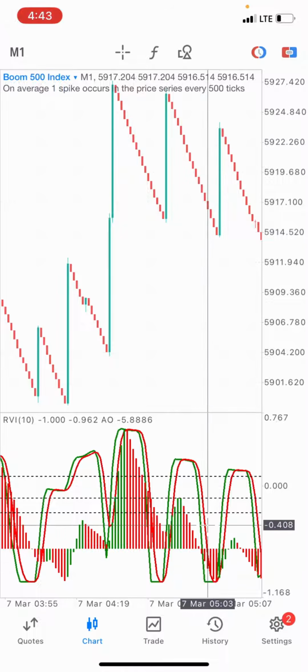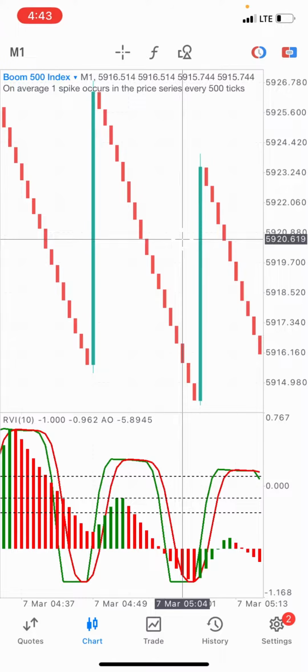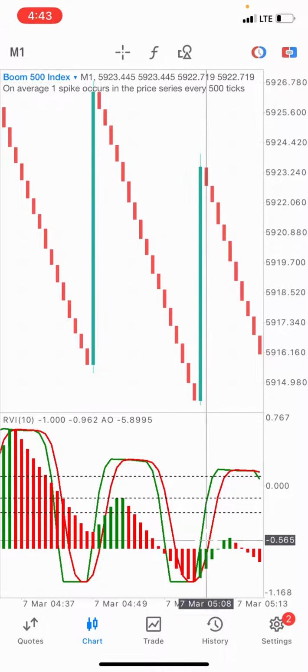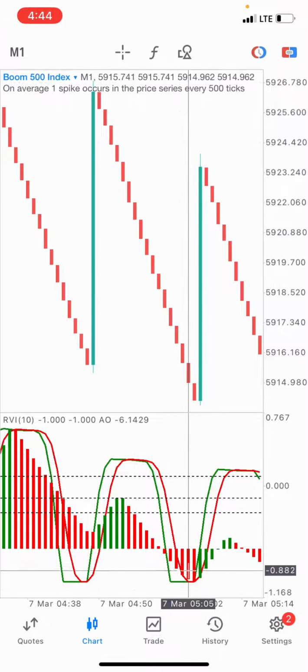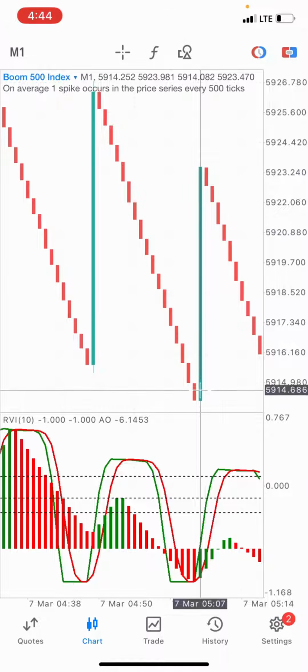Now if you take a look at this point right here, if I zoom in real quick, you can see that with this awesome oscillator, the RVI crosses above this green line right here, it touches this line, so immediately there is a crossing. Take a look at it. The next line was a spike. The next line was a spike right here.